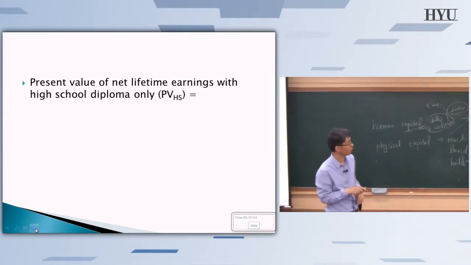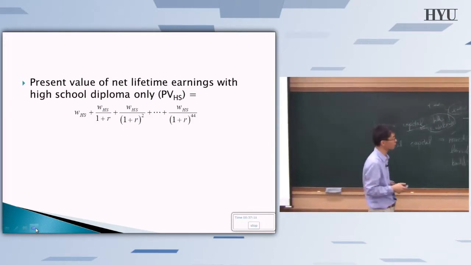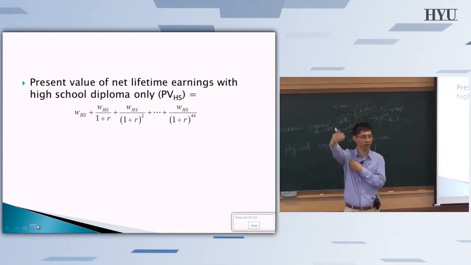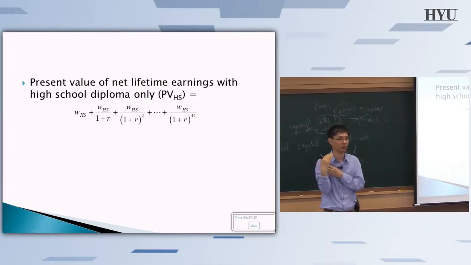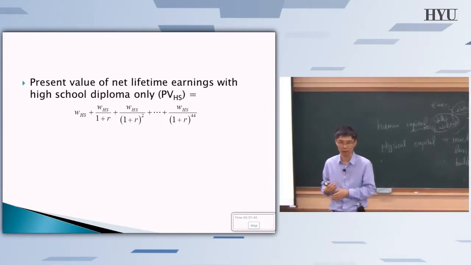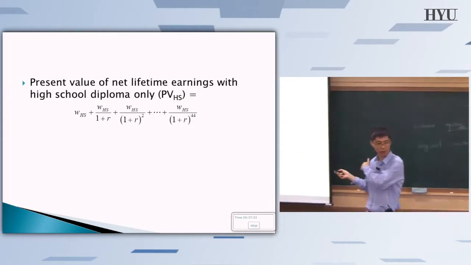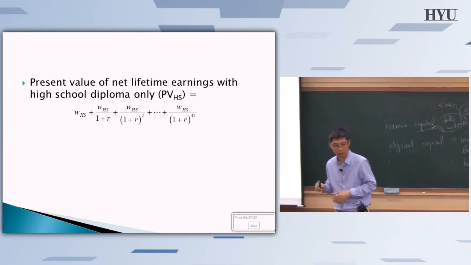We call the present value of net lifetime earnings with a high school diploma only PVHS, present value high school. PVHS is simple. You earn WHS every year until you retire. We assume this person works for 45 years after finishing high school to make things easy. This year, this person will earn WHS, and next year, the same WHS. But since it happens next year, this money should be discounted when you think of the present value. You are determining whether to go to college or not right now, so what matters is the present value. So next year, WHS divided by 1 plus R. And the year after, 3 years later, WHS divided by (1 plus R) squared, and on and on.